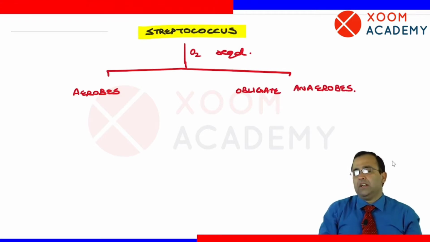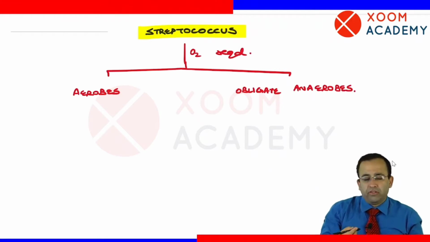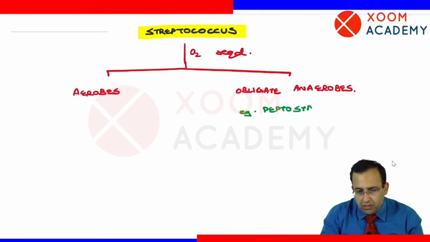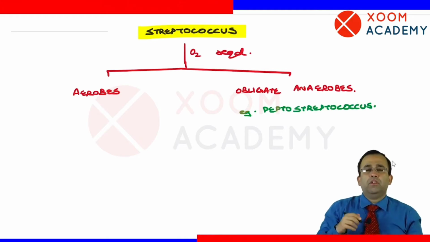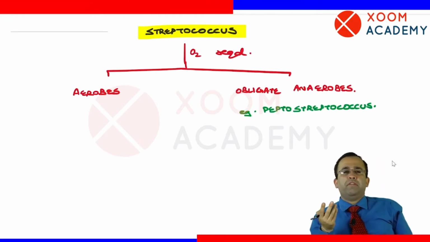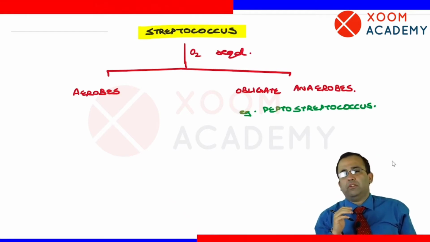Which is the classical example of an obligate anaerobe? That is Peptostreptococcus. It is an obligate anaerobe. It is a commensal of the oral cavity, available in everyone's oral cavity.